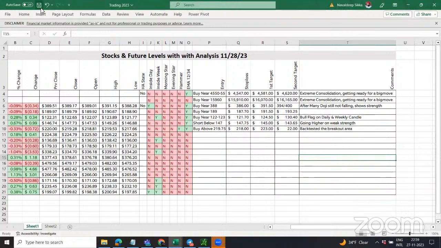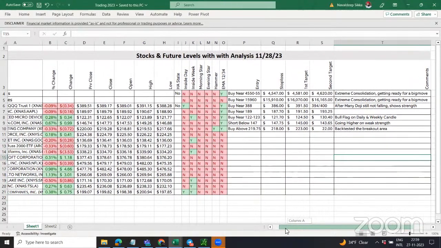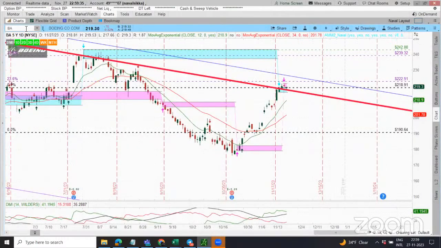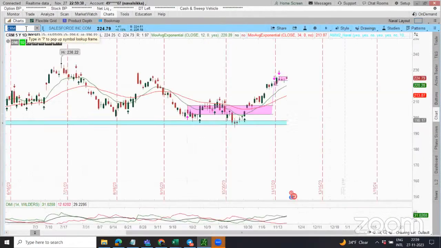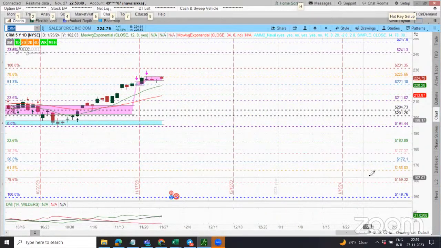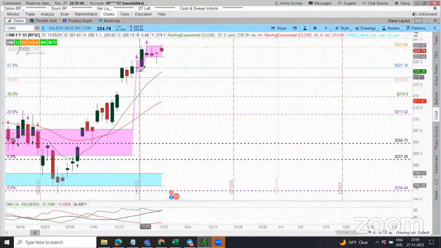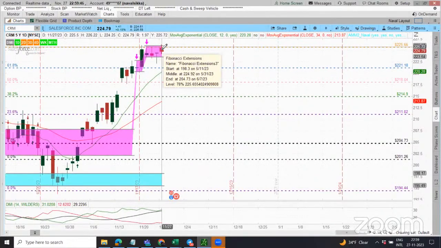This is Boeing. Then I have Salesforce. I think Salesforce is having earnings this week. Yes, Salesforce is SaaS, and look right here, it's consolidating well.